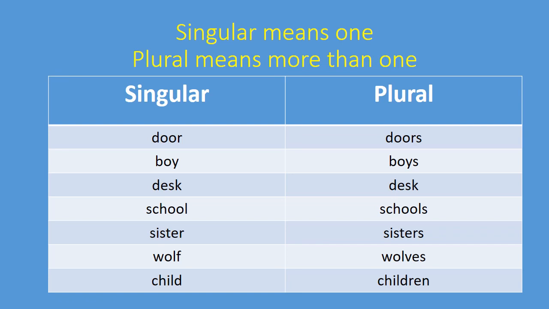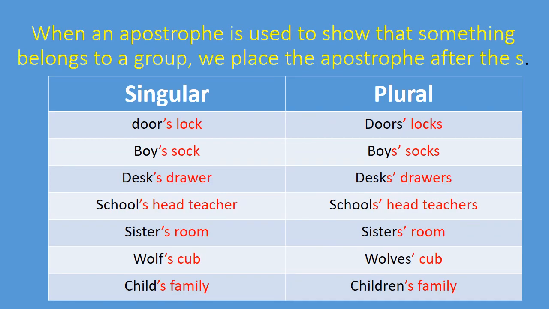For children, the apostrophe will go after the N in children's because the word itself is plural. Wolf, when you are changing wolf into plural, bear in mind that you get rid of the F and you change it to a V and then you add ES. So wolf becomes wolves when it's plural.